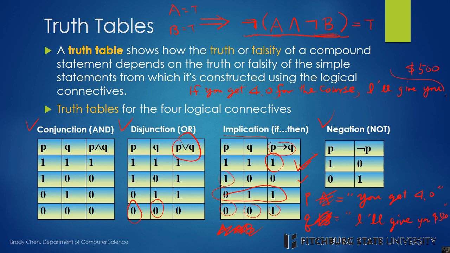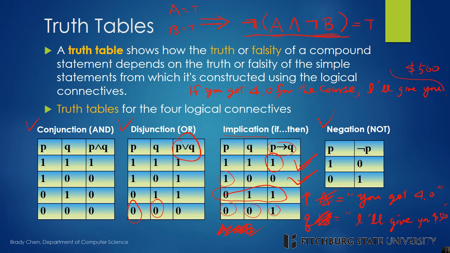Now, how can you interpret this one? If P is true, so that means you get 4.0, and I don't keep my promise, I did not give you $500, so that means P implies Q is false, right? Because you got 4.0, but I don't give you the reward. So the whole thing is false. Also, that's understandable.